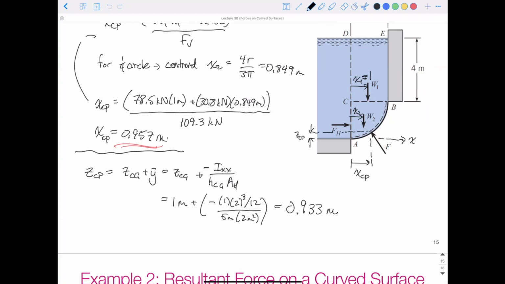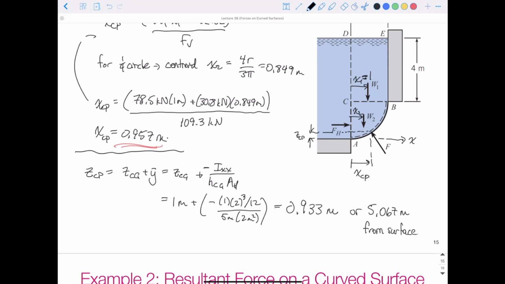You could do this the other way, and you could just say references from the surface. And if you wanted to, you could say Z center of pressure with reference from the top is equal to H center of gravity plus that y bar, which is going to be negative, or plus the absolute value of that y bar. And that would give you the same answer, except it would be with reference from the top. So you could say 5.067 meters from surface. So that's the point that the resultant force is acting.